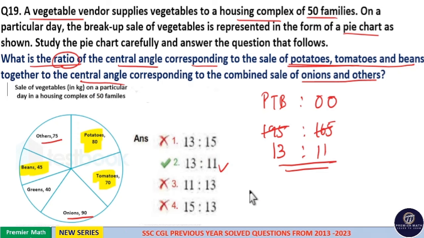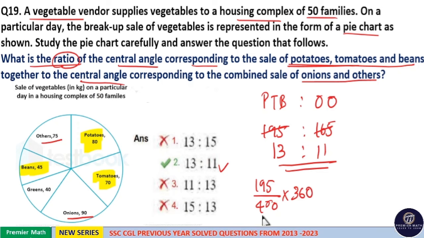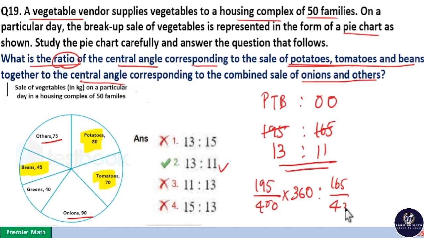That is, here central angle means potato, tomato and beans is 195. So 195 is out of this total item 400, into, you have to convert it into 360 angle, that is into 360. Is to, here also 165 by 400 into 360.